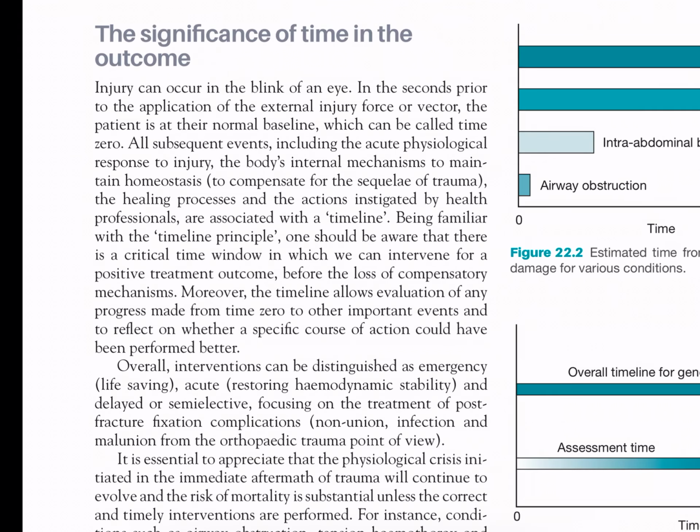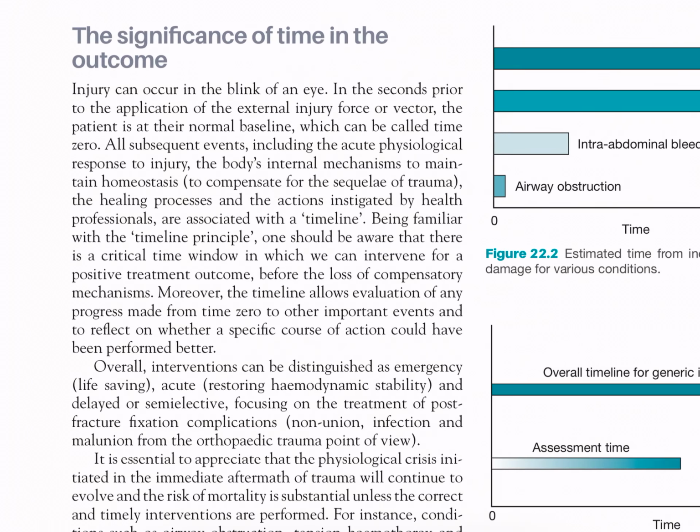The significance of time in the outcome. Injury can occur in the blink of an eye. In the seconds prior to the application of the external injury force or vector, the patient is at their normal baseline, which can be called time zero. All subsequent events, including the acute physiological response to injury, the body's internal mechanisms to maintain homeostasis, to compensate for the sequelae of trauma, the healing processes, and the actions instigated by health professionals are associated with a timeline.